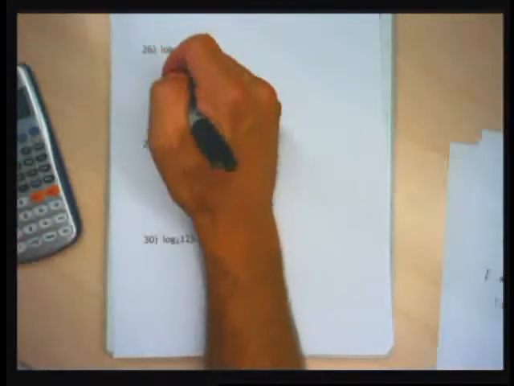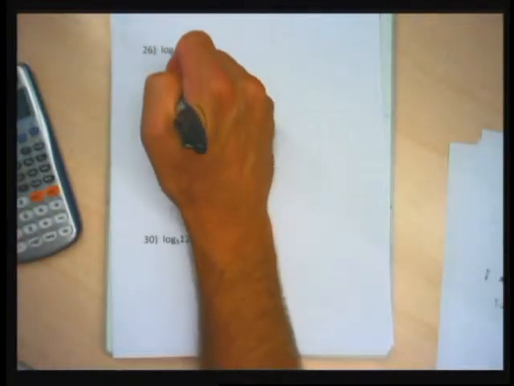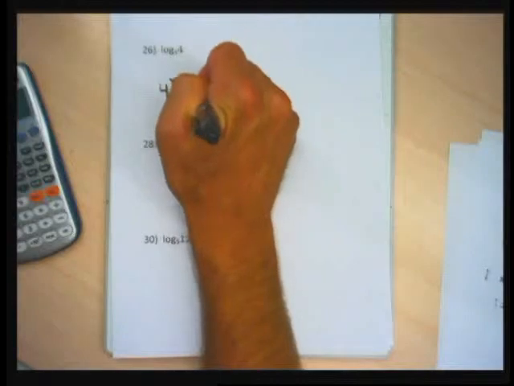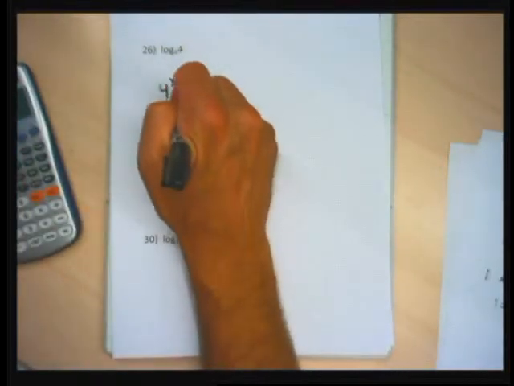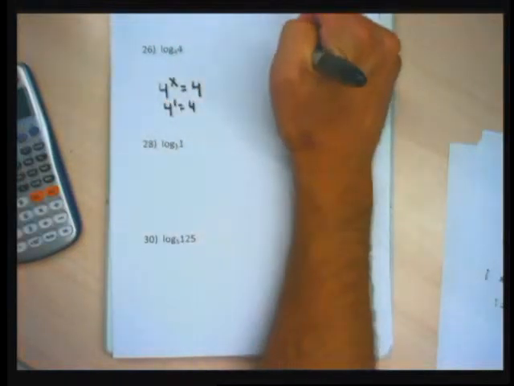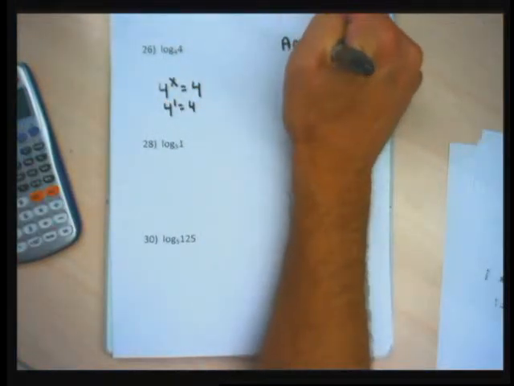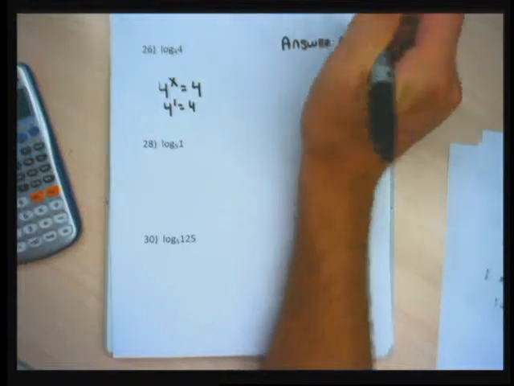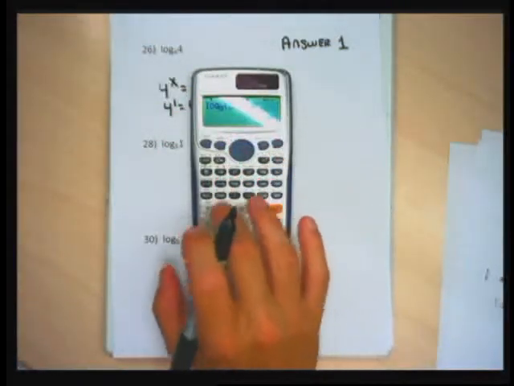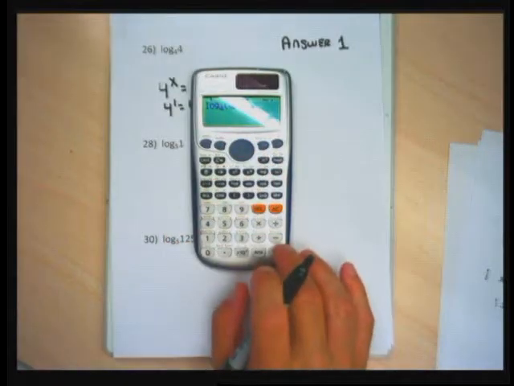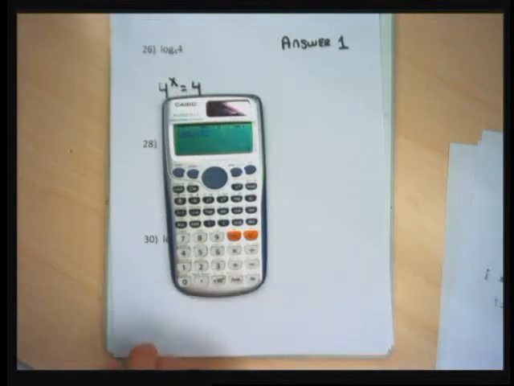26 is asking the question, the base 4 to what power is the argument 4? And the answer is going to be 1 again, because 4 to the first power is equal to 4. So for 26, my answer is going to be 1. And I'll just write the answer without writing the problem next to it. On my calculator, I could do the log base 4 of 4, and I get 1.